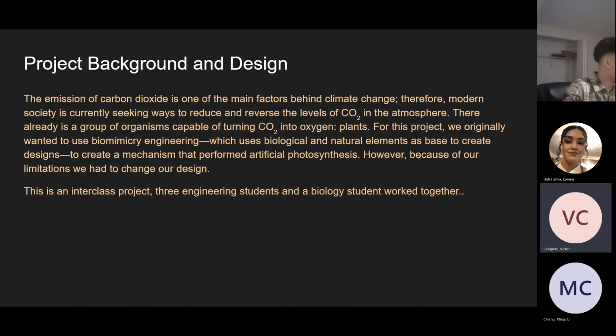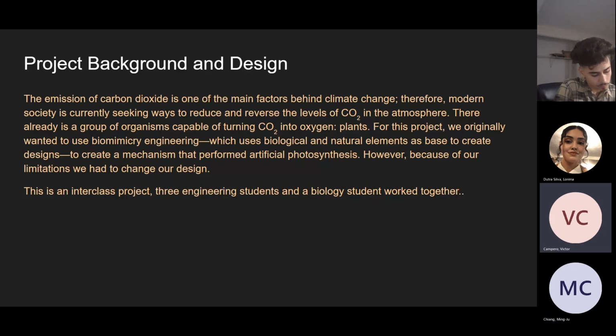Project background and design. The emission of carbon dioxide is one of the main factors behind climate change. Therefore, modern society is currently seeking ways to reduce and reverse the levels of CO2 in the atmosphere. There is already a group of organisms capable of turning CO2 into oxygen: plants.